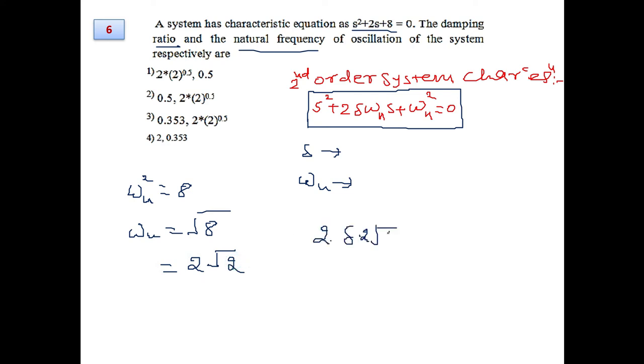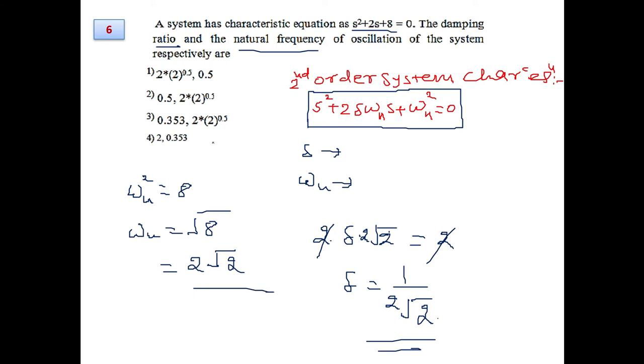and now the delta of the system can be found by putting the value of omega n here. So this value of omega n is 2 root 2, and that is compared with the value of 2. So this delta will be 1 over 2 root 2. So omega n is 2 root 2, and this will be the damping ratio.